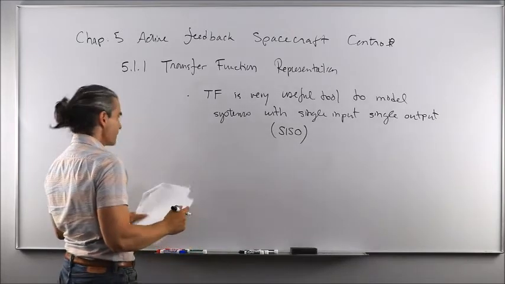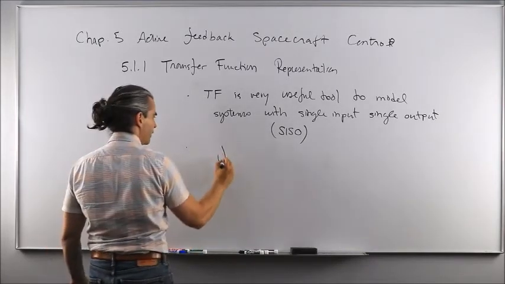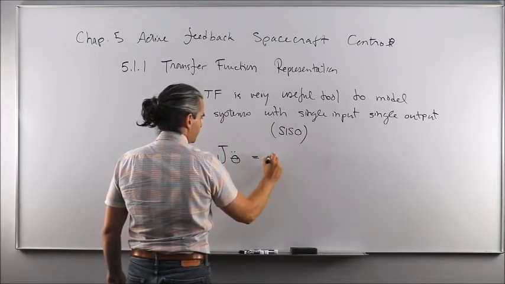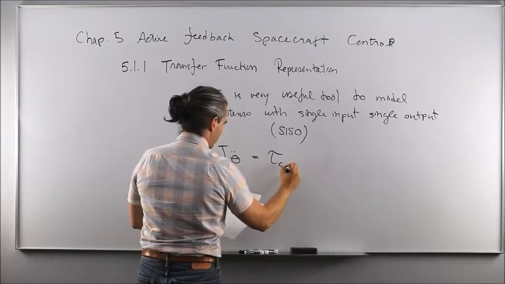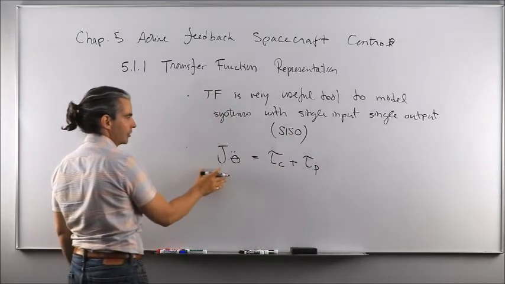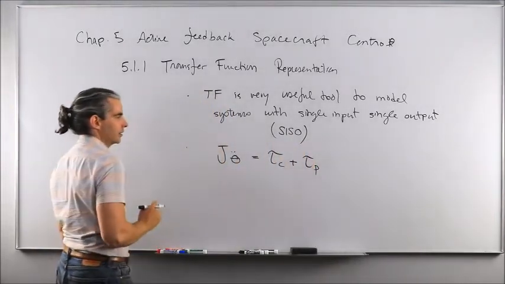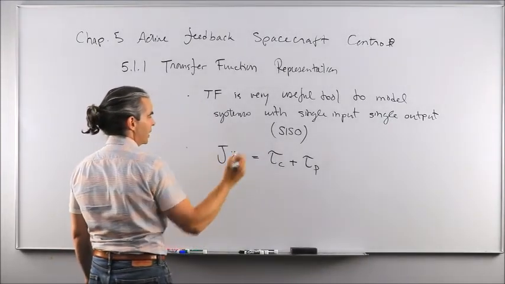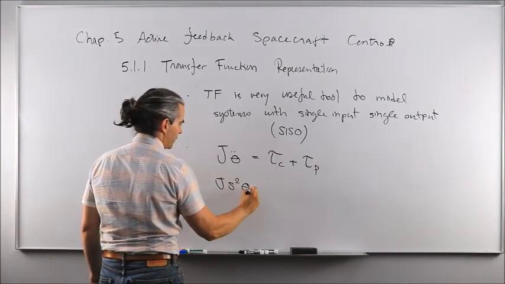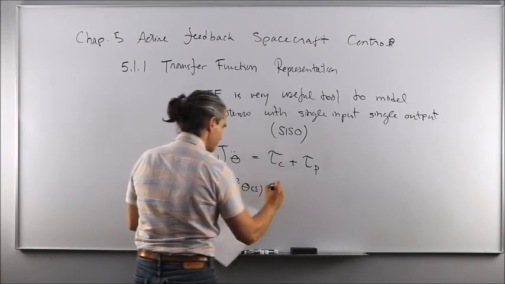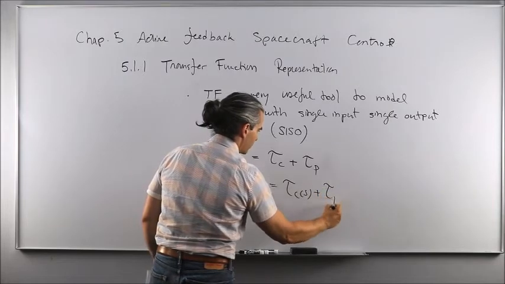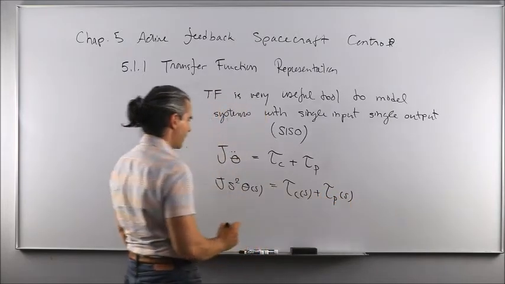Okay? So based on what we have, which is our J theta double dot equal to control torque plus perturbing torque. If you want to obtain the transfer function of a time domain equation, all you have to do is to take the Laplace transform, obviously, and you would end up with J s squared theta in terms of the Laplace domain equal to control torque in the Laplace domain plus perturbing torque also in the Laplace domain, like that.